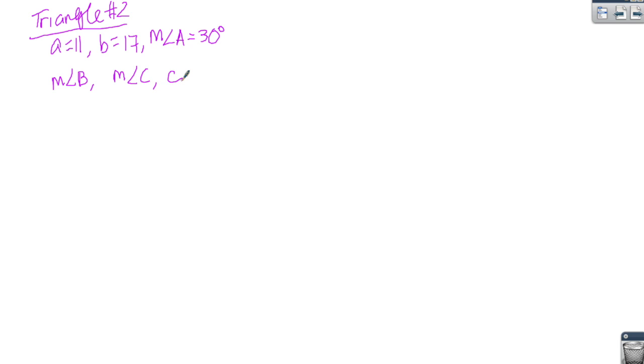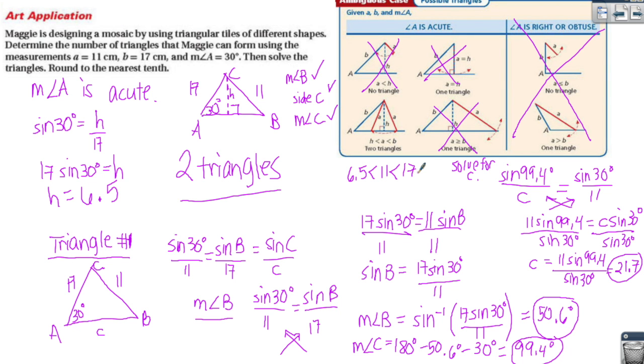In the previous triangle, let me go back, we've already identified angle B. If you go back here, we found angle B to be 50.6 degrees. What's really cool about this is that for the second triangle, you don't need to go through the same method because you will eventually end up with a 50.6 degree measure. Instead, here's what we're going to do.